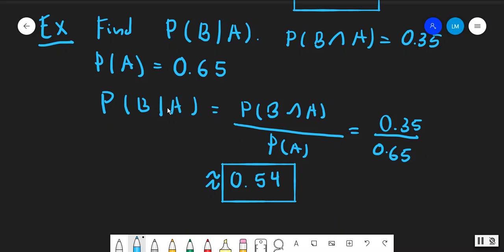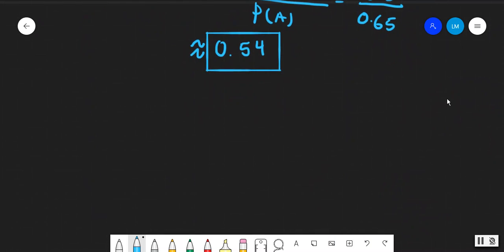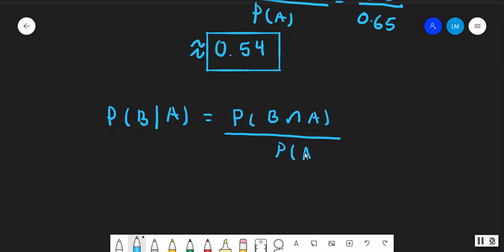Now, of course, if I already knew the probability of B given A, then it's just a matter of multiplication. There's something called the multiplication rule, which says you just have to multiply. If we look back at the formula, P of B given A is equal to P of B intersect A, divided by P of A.